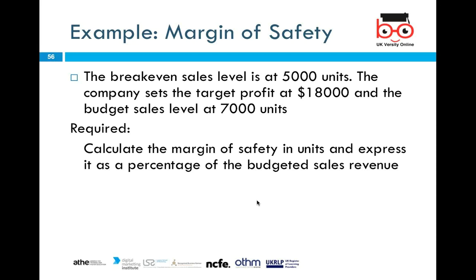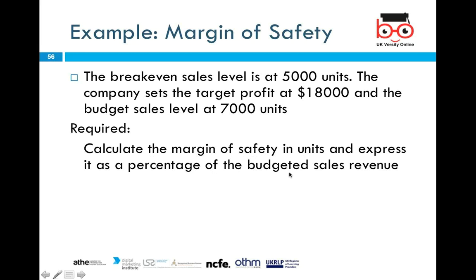So let's see another margin of safety example. The break-even sales level is 5,000 units, the target profit is 18,000, and the budgeted sales level is 7,000 units. So if the break-even level is 5,000 units, that's another way to do the margin of safety, because the other example was about target profit, and here we already have a target profit and a break-even sales of 5,000 units.